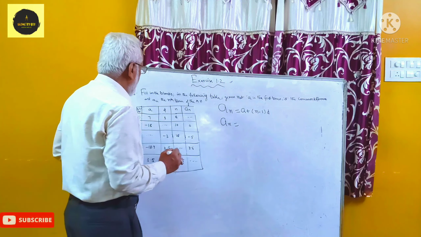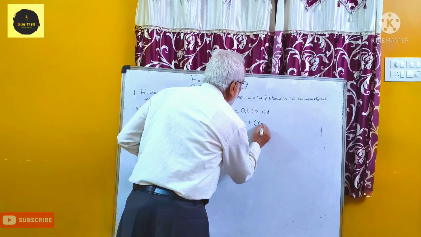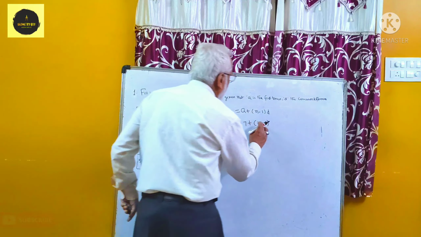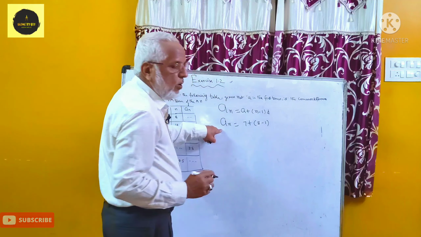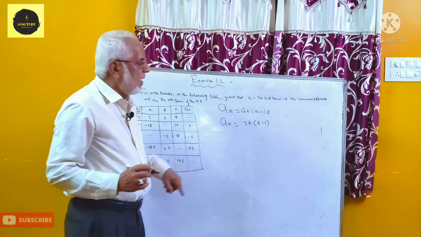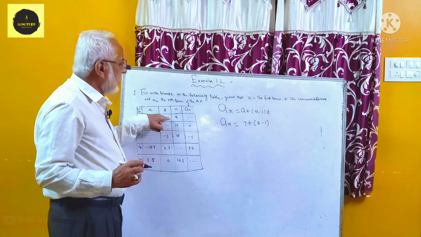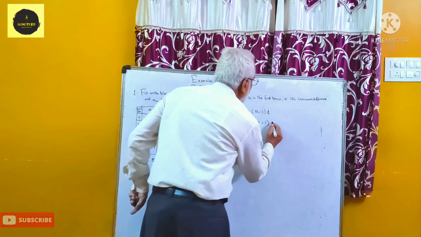Then in the place of a, what they have written is 7. That is, 7 plus (n - 1), and n is how much? They have given 8. So a, the first term, is 7, n is 8, and d is 3.